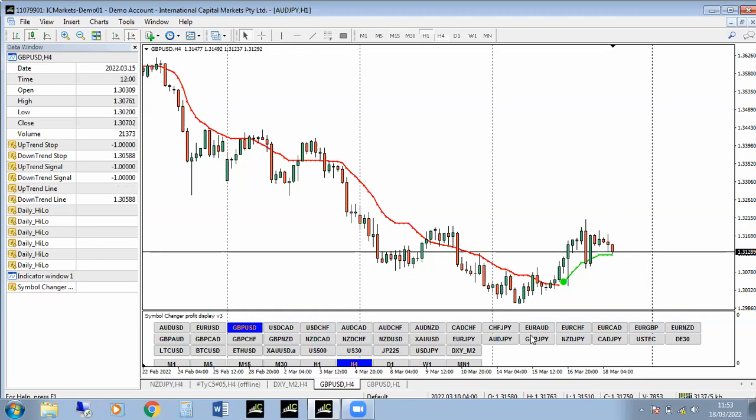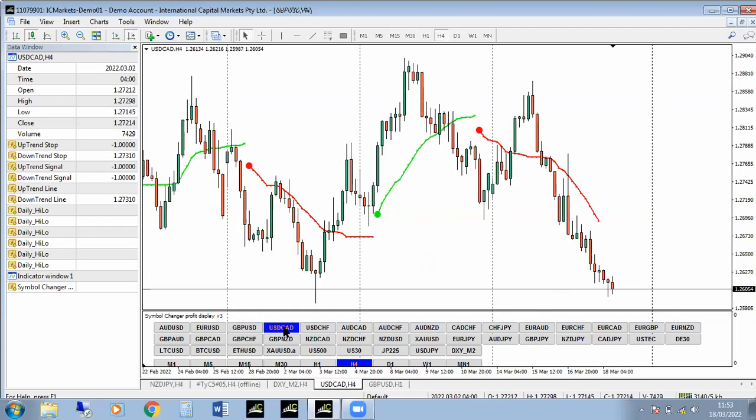I want to look for a situation where we had the opportunity to sell. Okay, USD CAD. So I can explain the sell part now. So remember, when our value line on 4 hours is red, we are looking to sell.